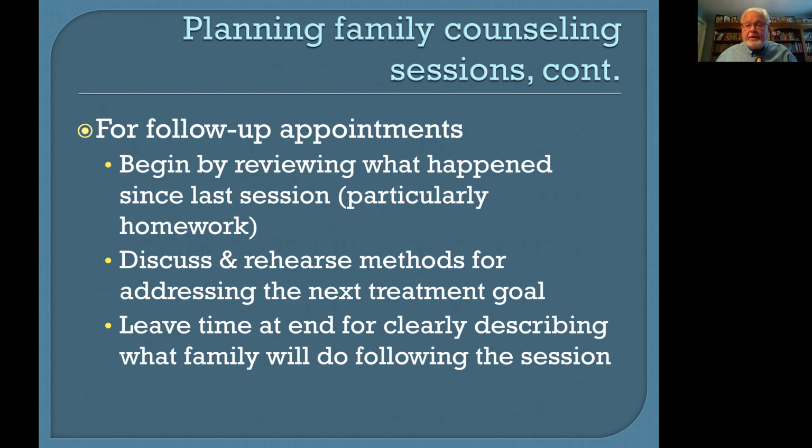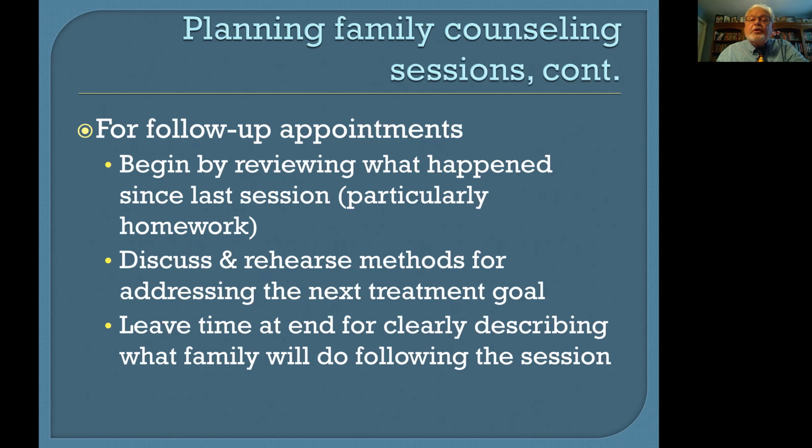For follow-up appointments with families, you begin by reviewing what happened since the last session, particularly the homework. This starts with reviewing the progress they've made on the presenting problem, although it may also include that other things have happened since the previous session, and you may need to adjust the interventions or what you're going to work on and what order you're going to work on things.